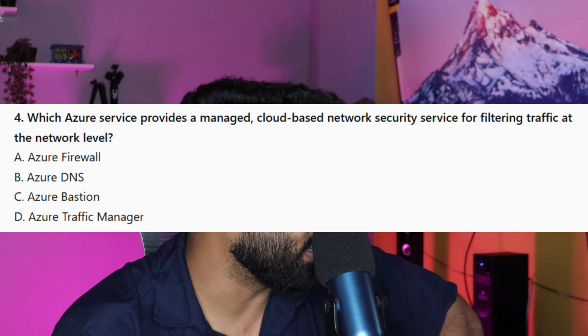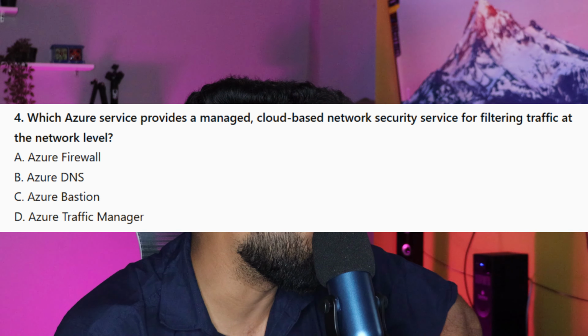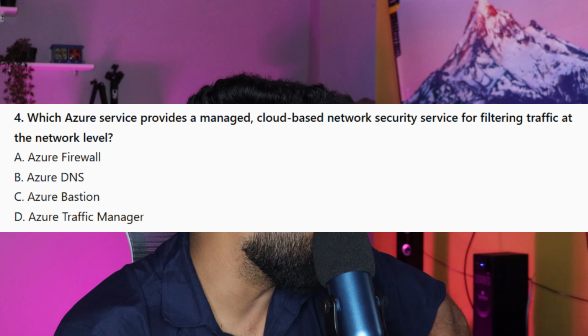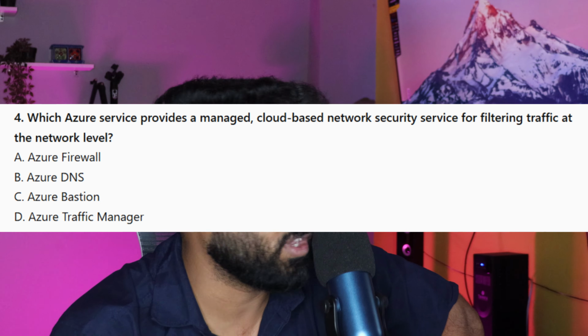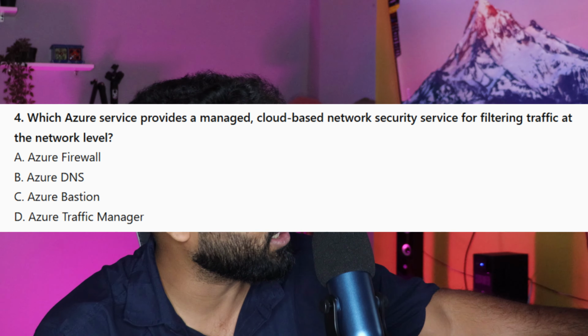Let's go for question number four. Which Azure service provides a managed cloud-based network security service for filtering traffic at the network level? The options are Azure Firewall, Azure DNS, Azure Bastion, and Azure Traffic Manager. That's the simplest one. You can go for Azure Firewall. That is the only service which provides a network security service for filtering traffic at the network level. If you compare the options, Azure DNS we have to remove, then Azure Bastion host, Azure Traffic Manager. They all serve different purposes except one. The option would be Azure Firewall.